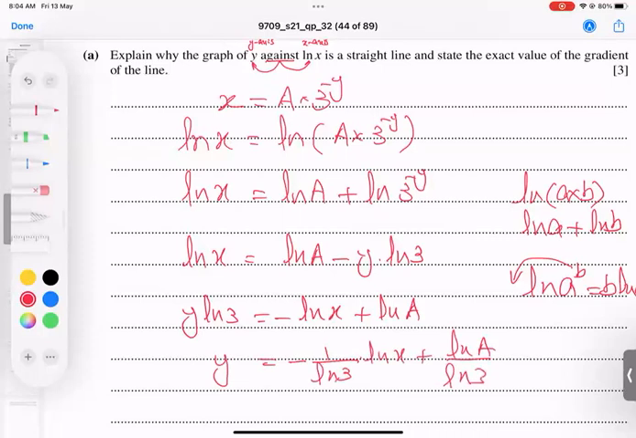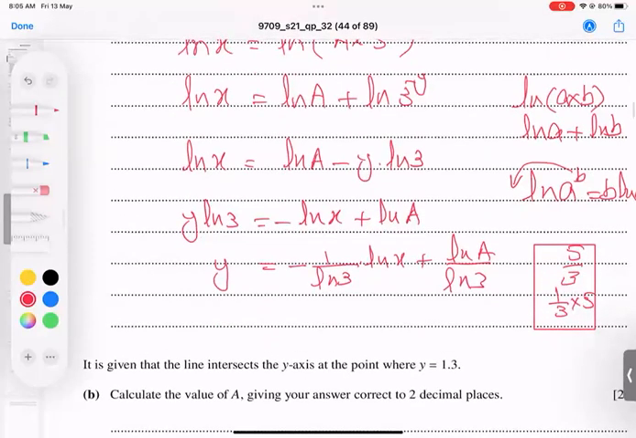Now you have one question: why am I writing this form? Why not let this ln 3 go under it? Same thing. You have 5 over 3, or you write 1 over 3 into 5. Wait a minute. So they are the same. No problem at all. I hope the point is very clear. So we have done it.